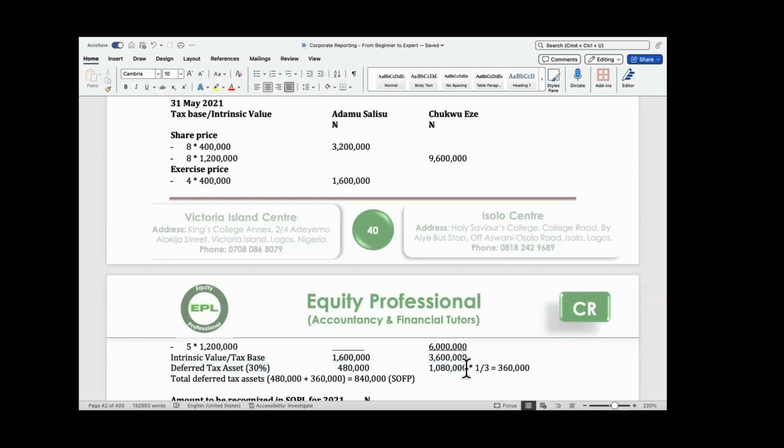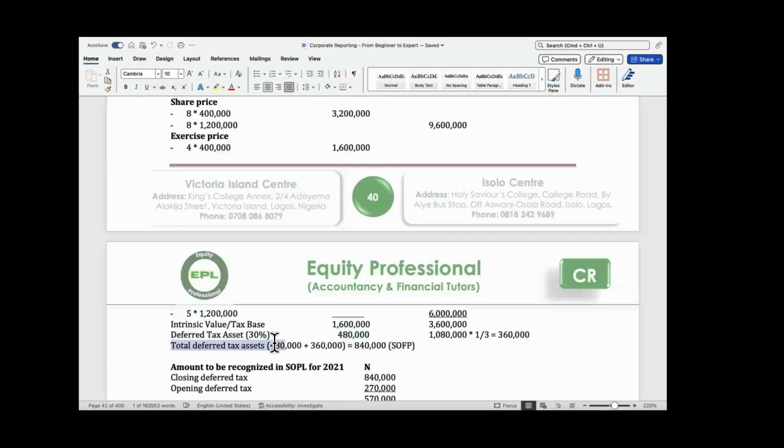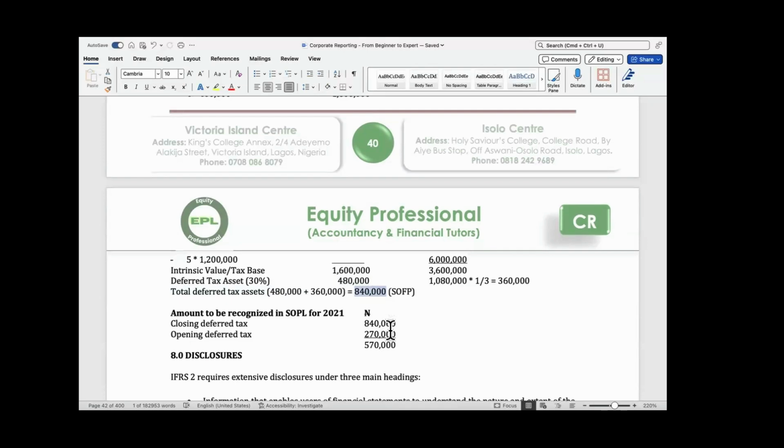But since this is year one for Shuku, and the vesting period is 3 years, I spread it over 3 years. The one that relates to 2021 is 360. But as far as Adamu is concerned, this is the vesting date, so I don't need to prorate anything. That means my total deferred tax assets is 480 for Adamu and 360 for Shuku. That means my total deferred tax assets is 840,000. What goes to P&L is incremental.